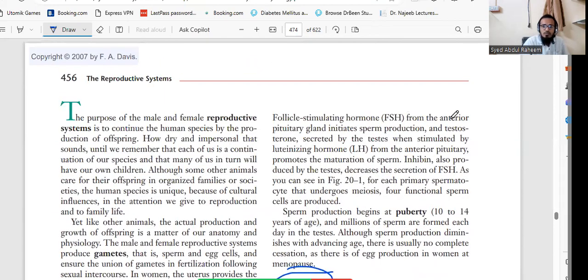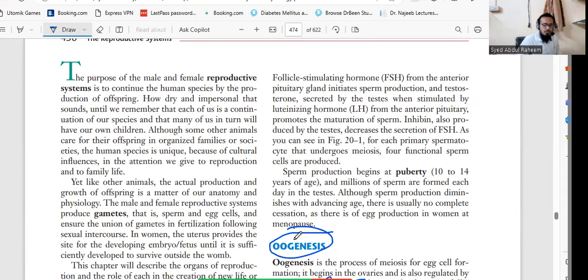Follicle-stimulating hormone from the anterior pituitary gland initiates sperm production, and testosterone, secreted by the testes when stimulated by the luteinizing hormone from the anterior pituitary gland, promotes the maturation of sperm. Also produced by the testes, inhibin decreases the secretion of FSH, as you can see. Each primary spermatocyte undergoes meiosis, and four functional sperm are produced.